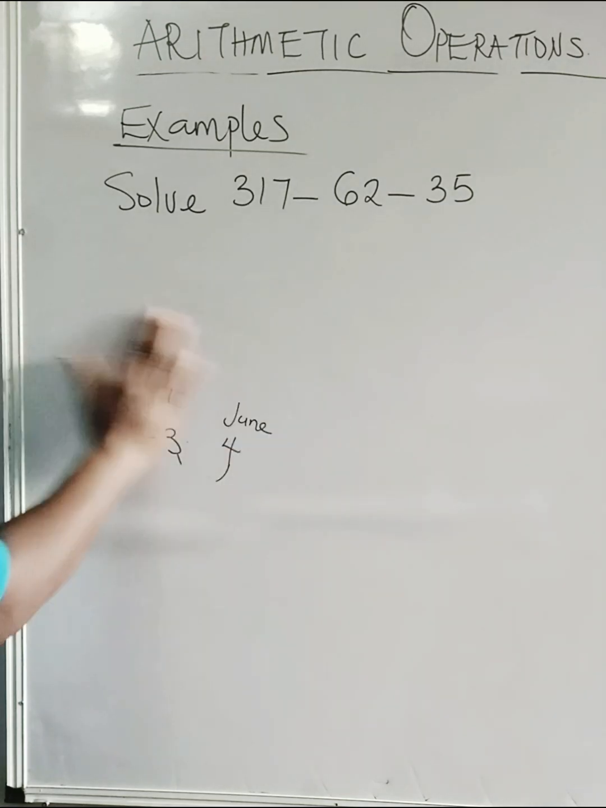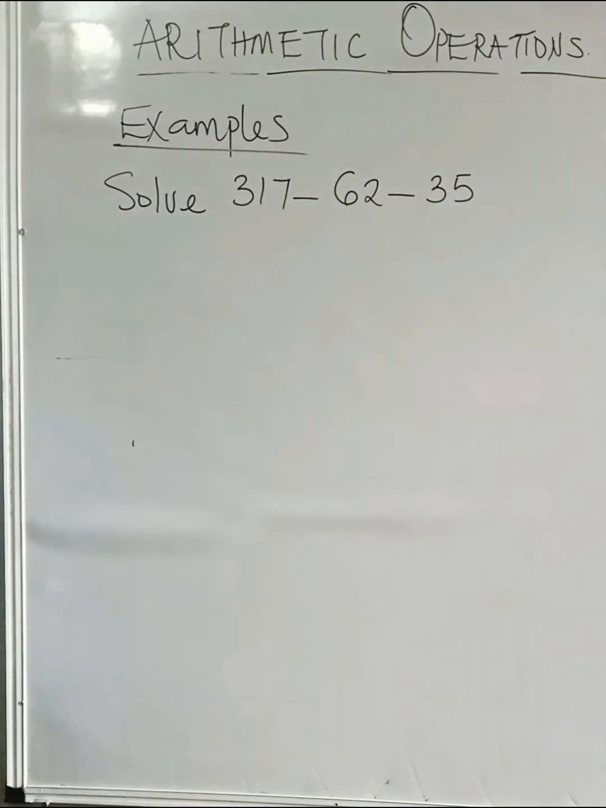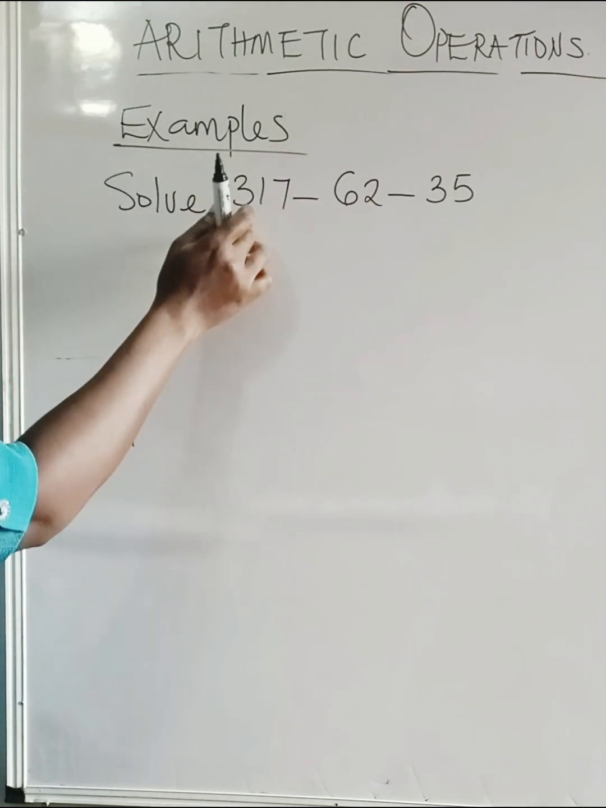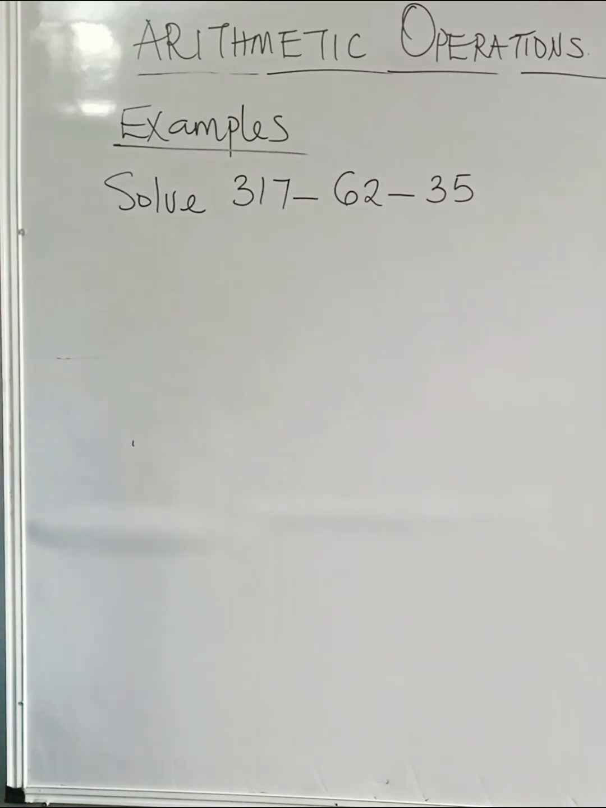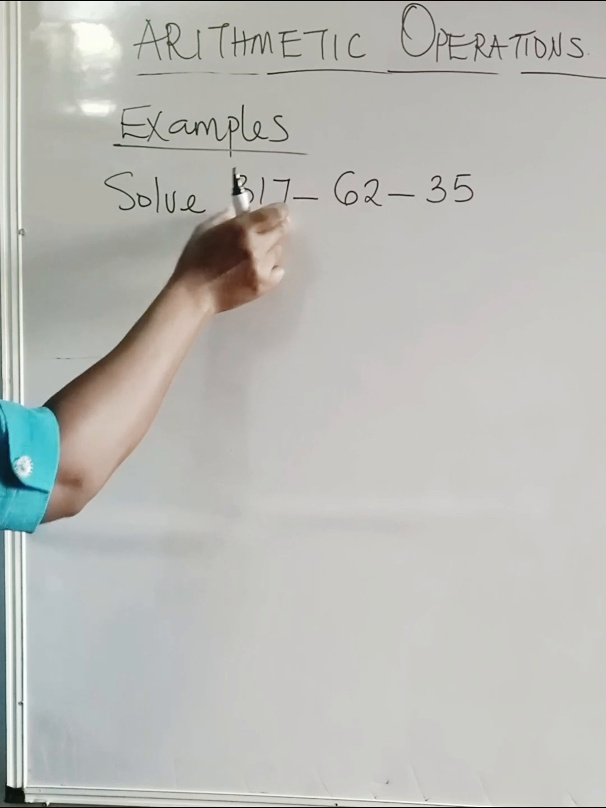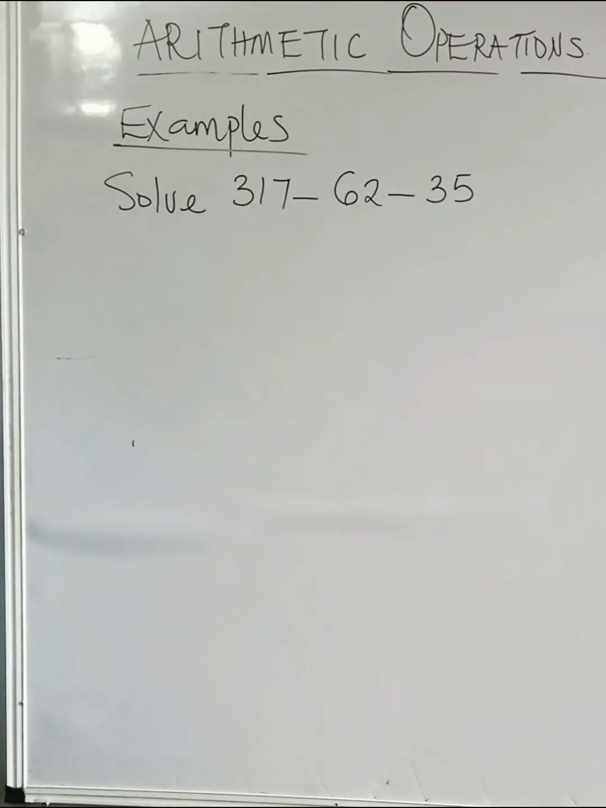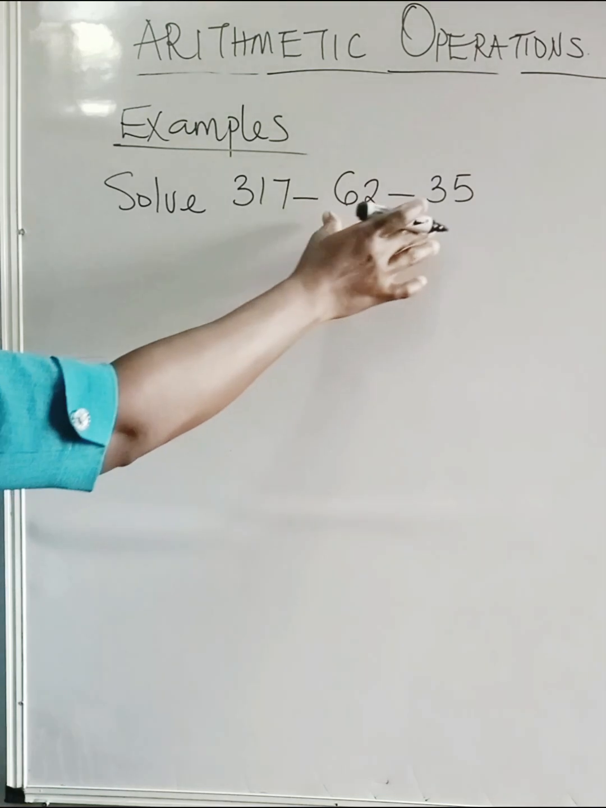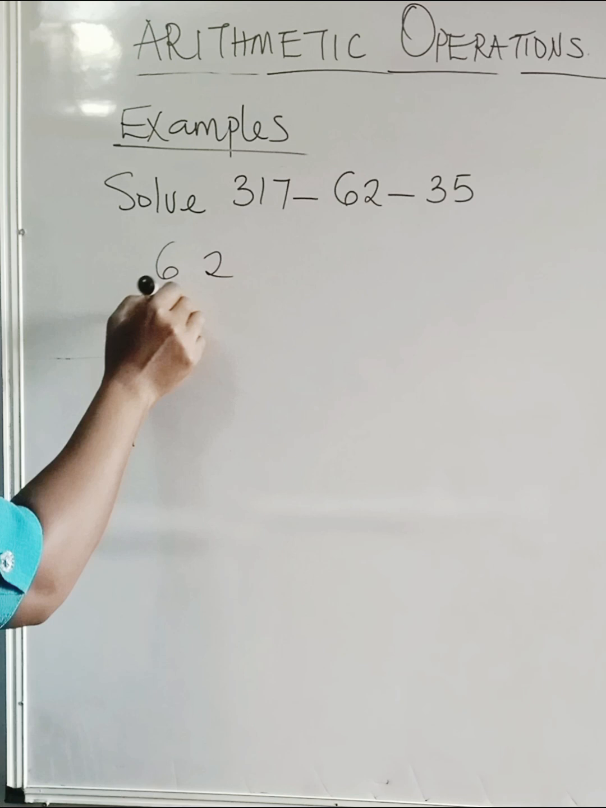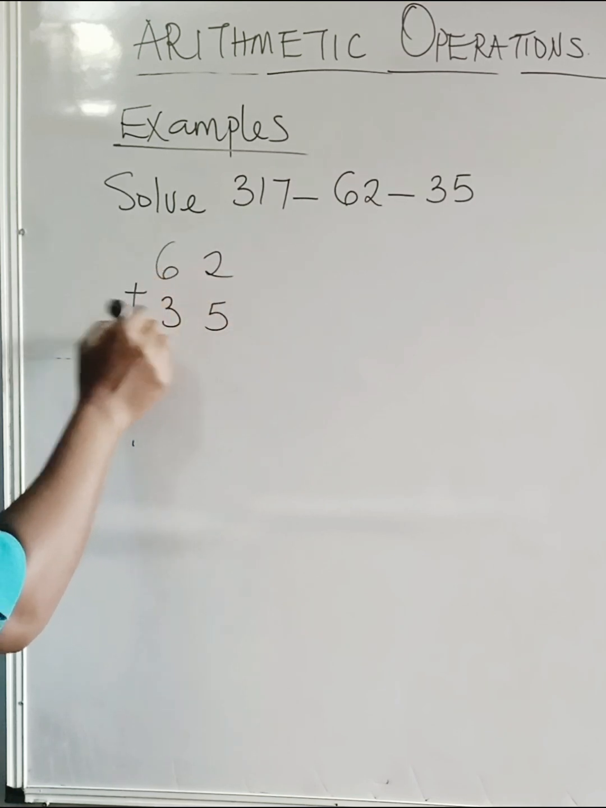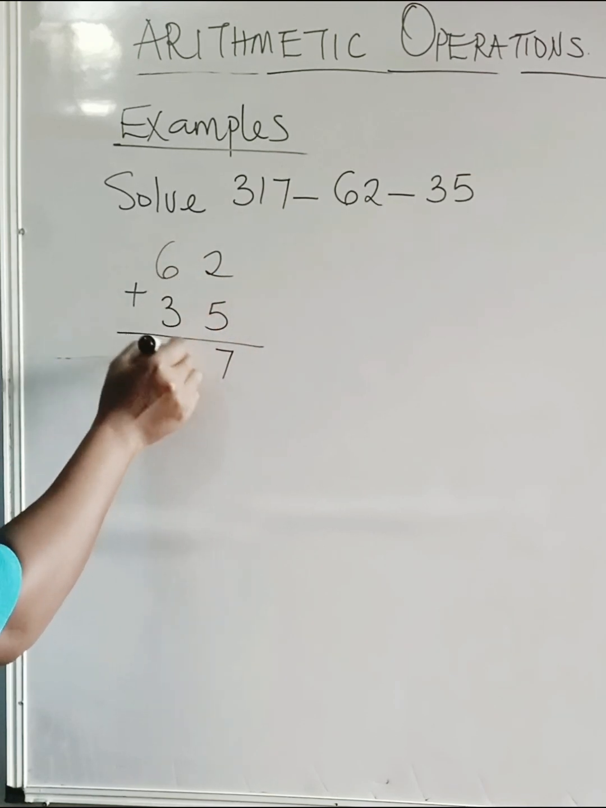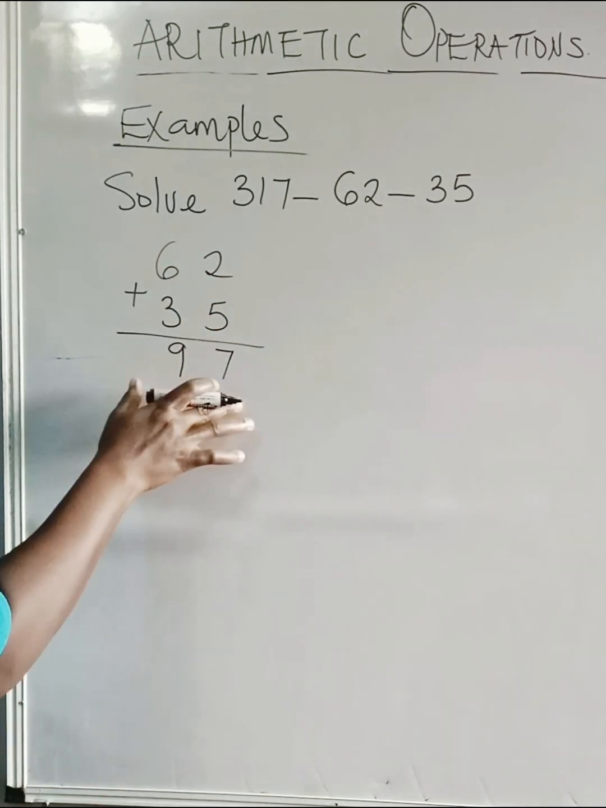Okay, so now we can do it in 2 ways. You can choose to subtract 62 from 317, and whatever value you have, you subtract 35 from it. You can also choose to treat this by adding them together. Whatever value you have, you subtract it from here. So we're going to do the second method by first of all treating this. So we're going to have 62 plus 35. If we do that, we're going to have 2 plus 5, 7, 6 plus 3, 9. So now we have 97.